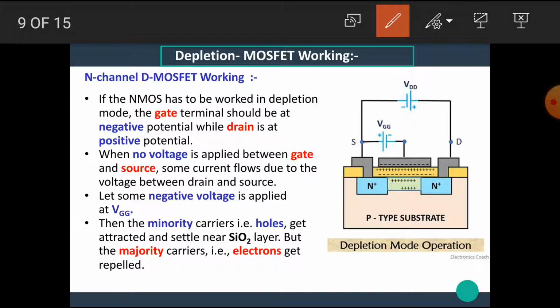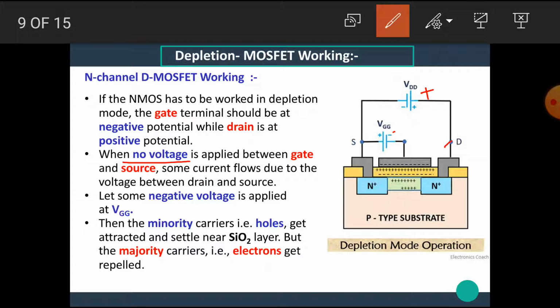Let's see the working of N channel D MOSFET. If NMOS, that means N channel D MOSFET, has to work in the depletion mode, the gate terminal should be at negative potential while the drain is at positive potential. That means it is mandatory that the gate has negative potential and the drain has positive potential. The gate terminal is connected with the negative terminal of the battery and the drain terminal is connected with the positive terminal of the battery.